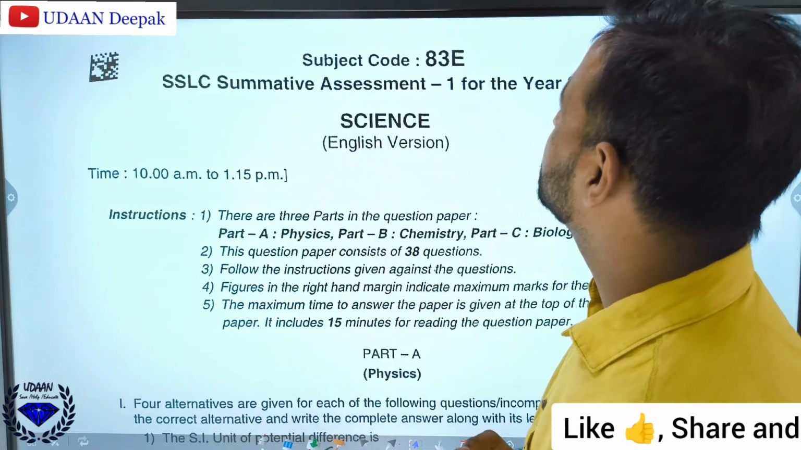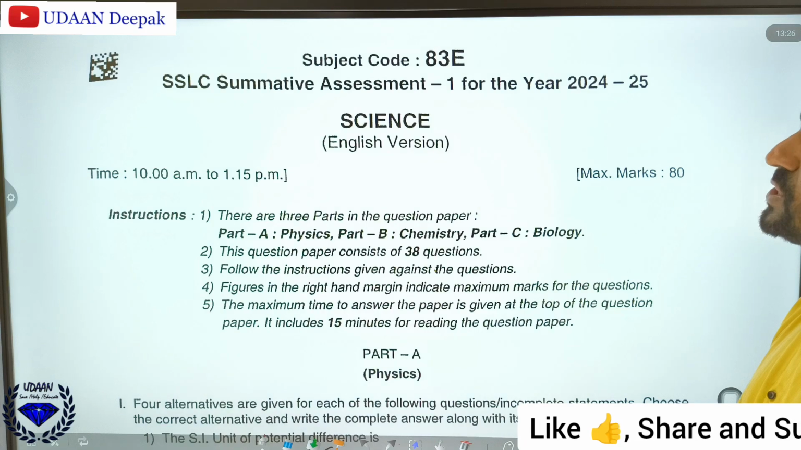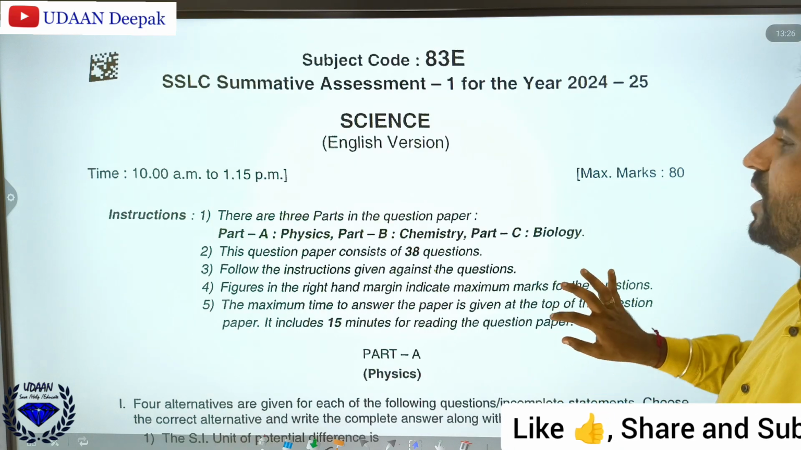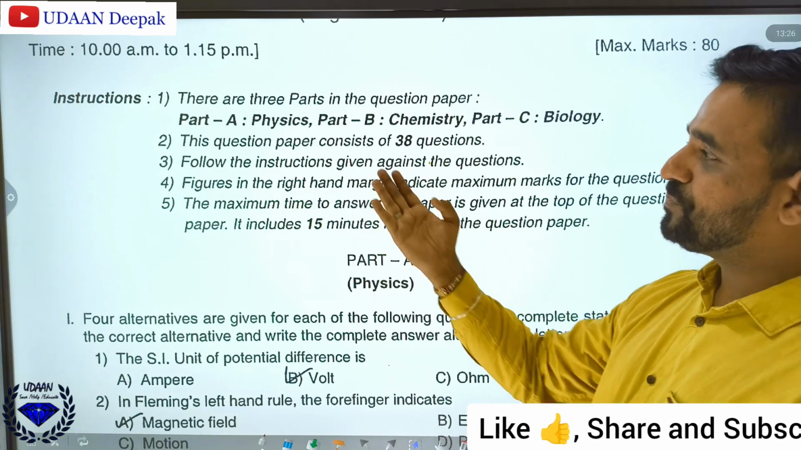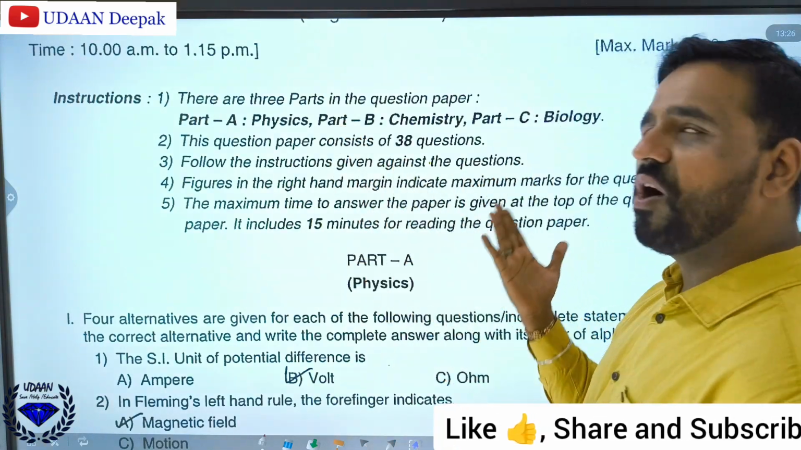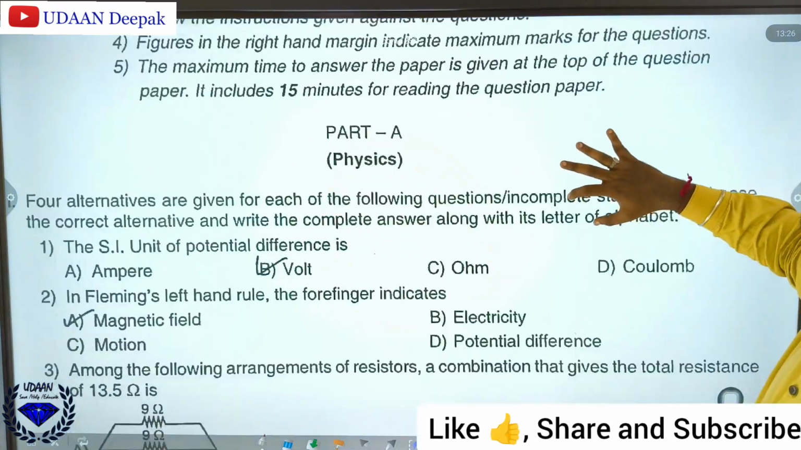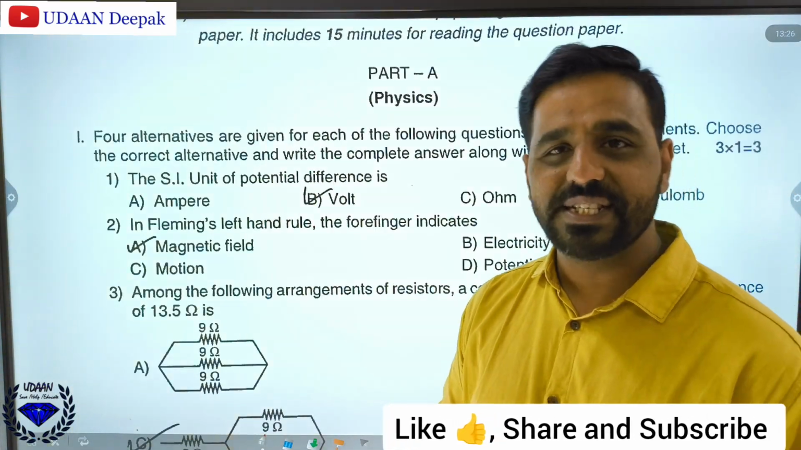See, already you got the subject code is 83E. SSLC summative assessment 1 for the year 2024-25, science English version, and you know the total marks was 80, and yes, a total of 15 minutes will be given extra for reading. So all this you should know. Now I'll begin with answering part A. All the questions will be discussed in detail in this session.